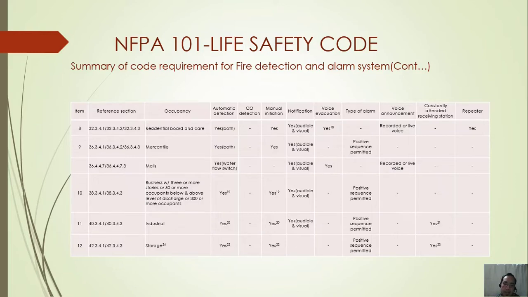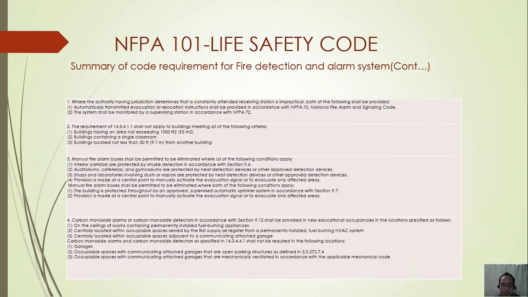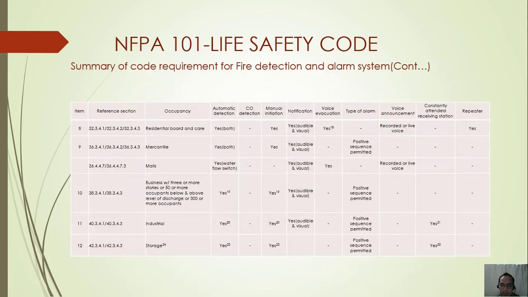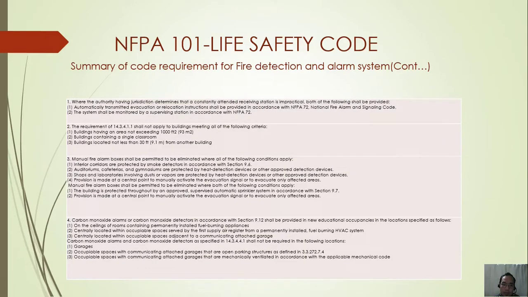Industrial detection is required. Again, sprinkler is not mandatory. Manual push station, yes. Notification, audible and visual, yes. Positive sequence permitted, yes. And constantly attended receiving station, yes, is required. Storage, same with industrial, yes. Fire detection is required. Supervision of a sprinkler, not mandatory. Manual pull station, yes. Positive sequence permitted, yes. Constantly attended receiving station, yes. Now we will go to the notes.